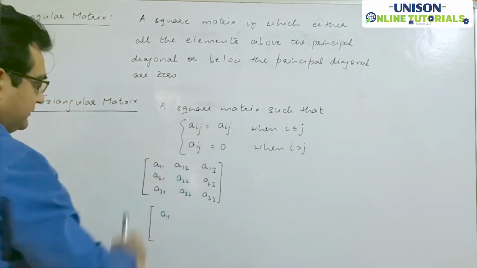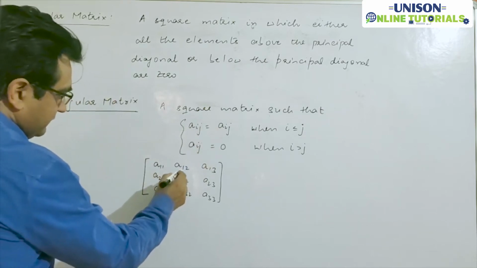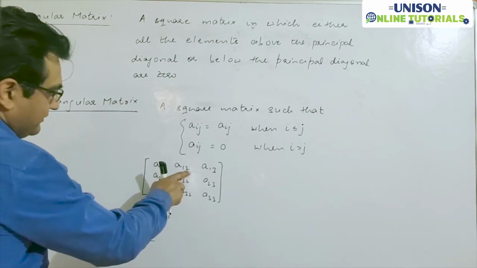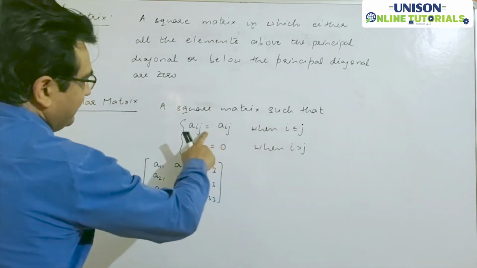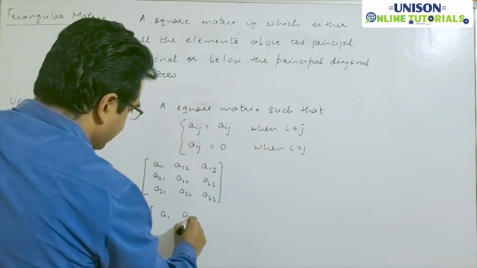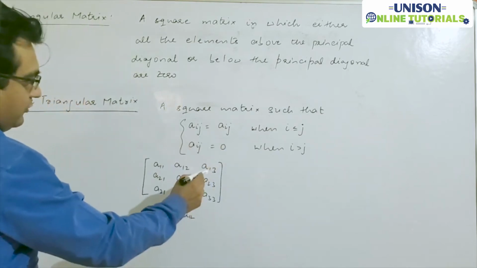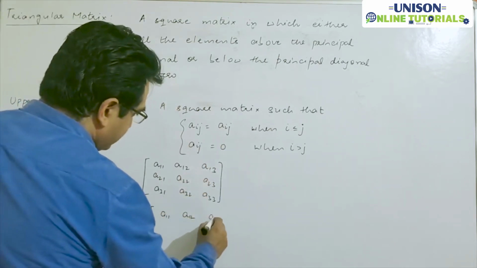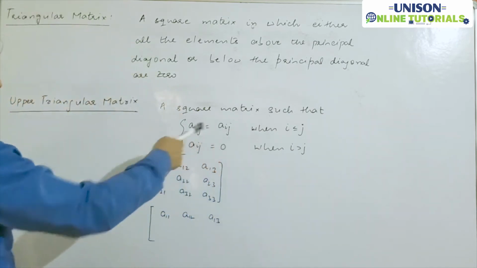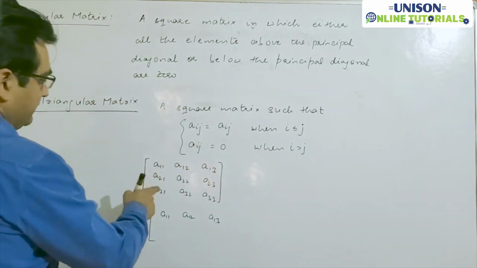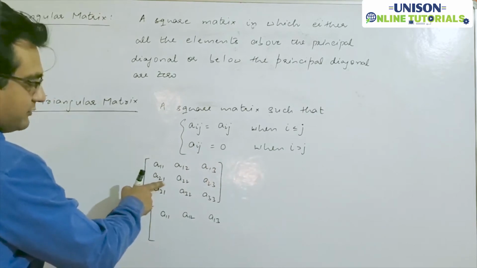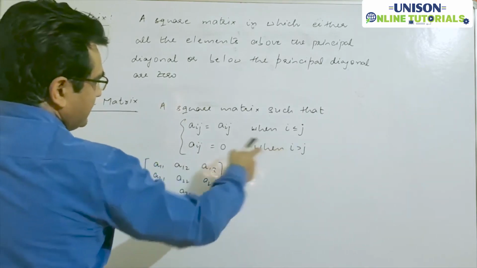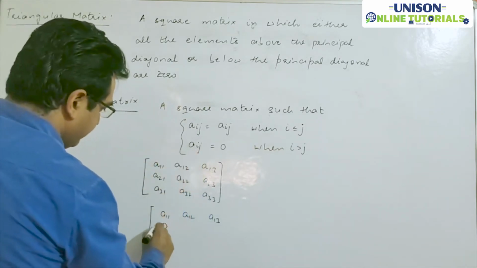ये यही रहेगा. In this case i is 1 and j is 2. So in this case i is less than j. When i is less than j, it will remain A12. Here also i is 1, j is 3, 1 is less than 3, so it again remains the same. Aij will remain Aij. 2, 1. Now in this case i is 2, j is 1. So therefore i is greater than j. When i is greater than j, the result will be 0.